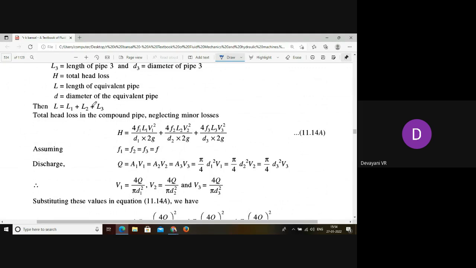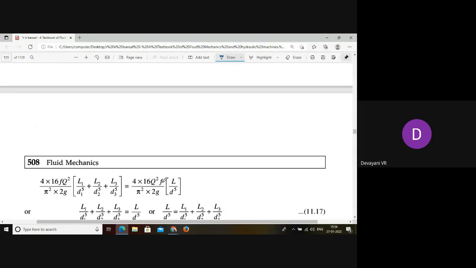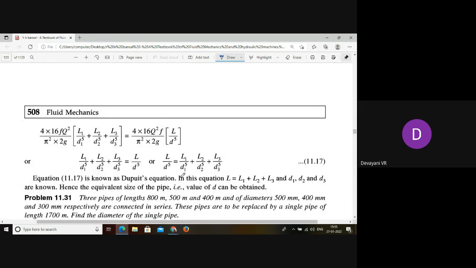But here all the pipes are having same diameter, so the total length of the flow in the equivalent pipe can be L equals to L1 plus L2 plus L3. So from there, the equation for the total head loss in the compound pipe can be calculated by using the formula L by D power 5 is equals to L1 by D1 power 5 plus L2 by D2 power 5 plus L3 by D3 power 5. So very important formula in the competitive exams, right?